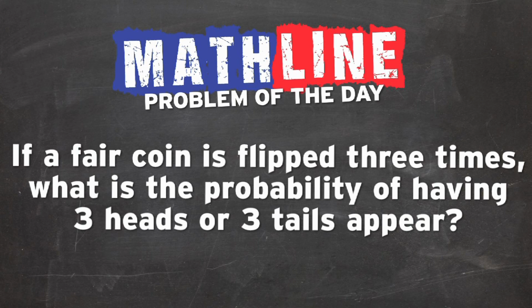It says, if a fair coin, that means heads and tails is equally likely, is flipped 3 times, what is the probability of having 3 heads or 3 tails appear? All right, so again, we're going to flip that coin 3 times, and we're going to get heads or tails on each of those tosses, and we want to know what's the probability of having 3 heads or 3 tails appear. So let's take a look at it here.